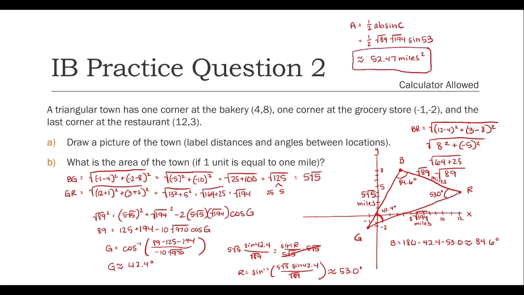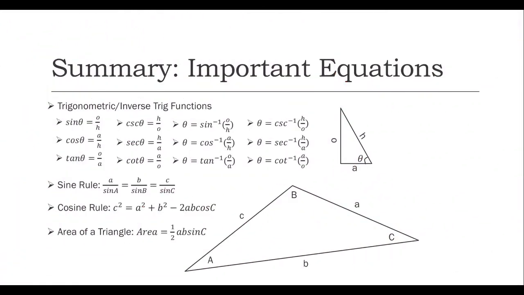So we have the picture of our town and the area of our town. So in summary, we have several important equations for this chapter. We have our trigonometric and inverse trig functions. We have our sine rule, our cosine rule, and our area of a triangle. So all of these formulas will be included in the notes so that you can go back and refer to them and work on memorizing them for your test.